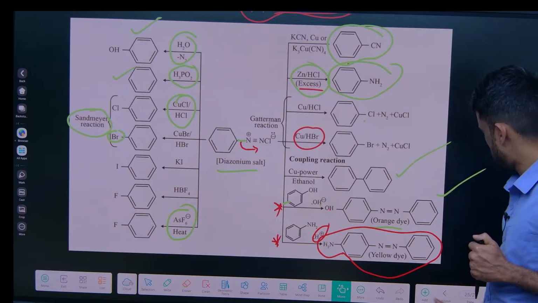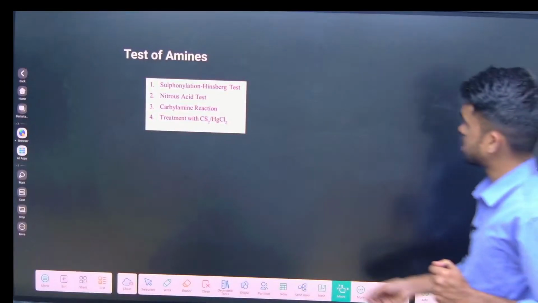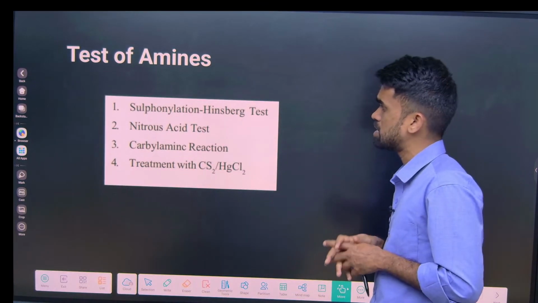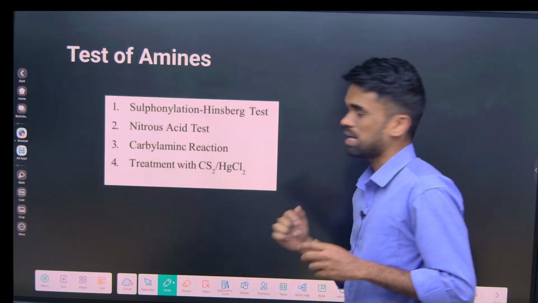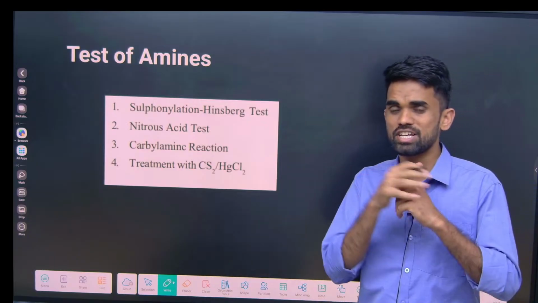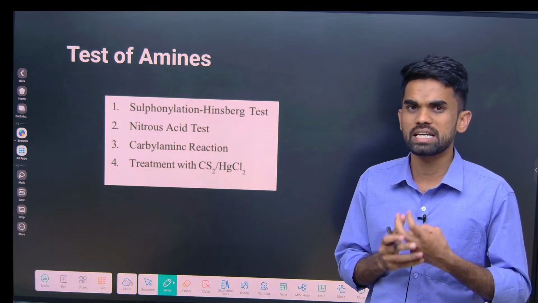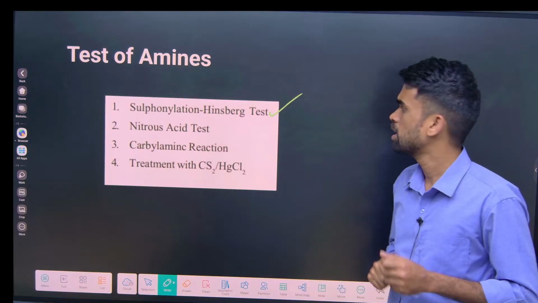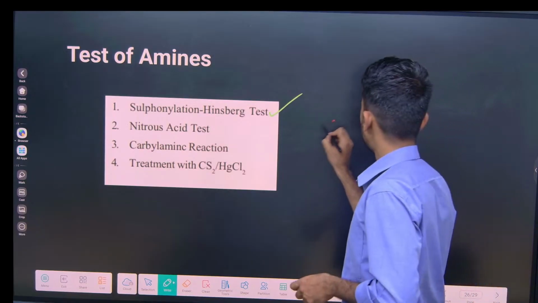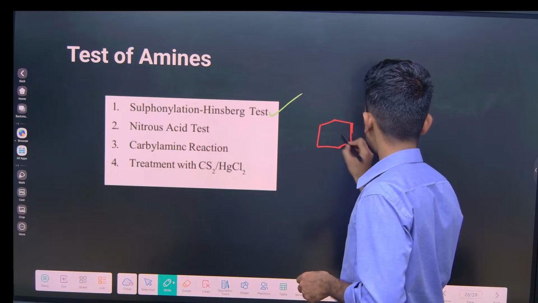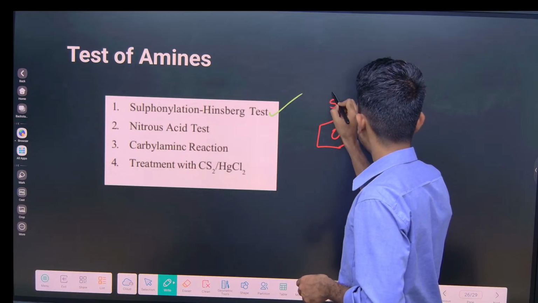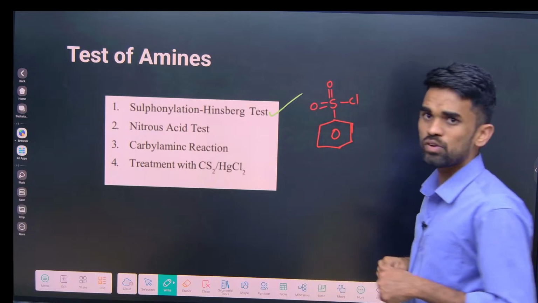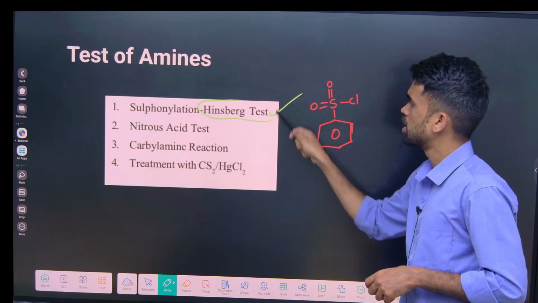The next one here, tests. There are some tests that will be shown by the amines. So to identify amines, for example we have primary, secondary, tertiary amines. So how can we identify primary, secondary, tertiary amine? Yes, we can do that using the Hinsberg test. And what is Hinsberg reagent? Benzene sulfonyl chloride, with S double bond O and Cl. So this benzene sulfonyl chloride is called Hinsberg reagent.